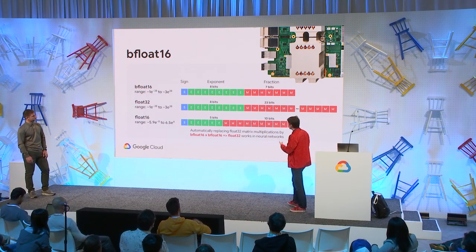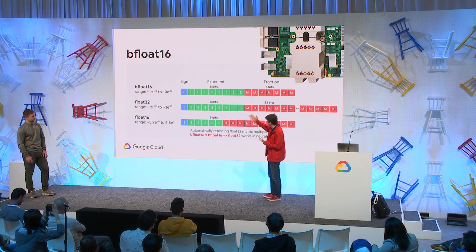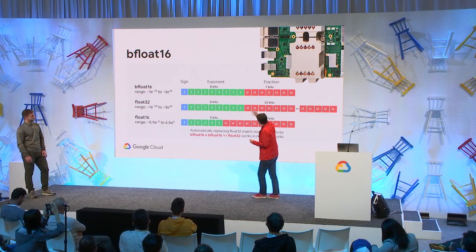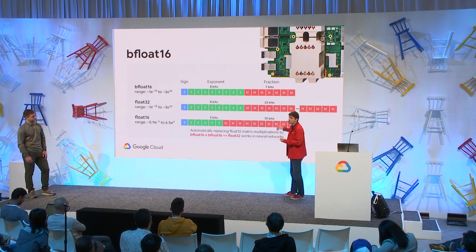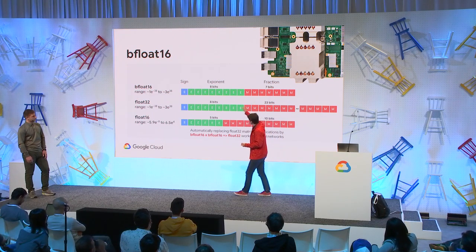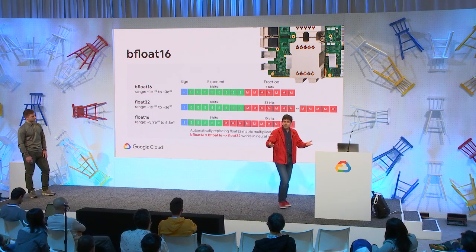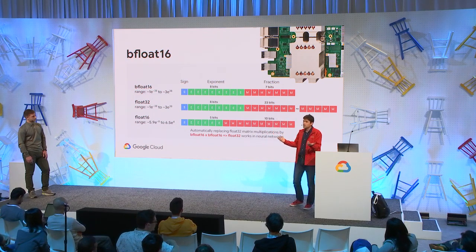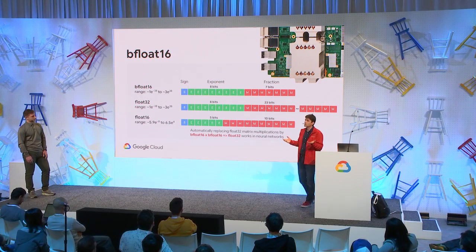And in TPUs, we decided to use a slightly different reduced precision format, which we call bfloat16. And you see it's actually float32 with just the fractional bits cut off. It has exactly the same number of exponent bits, exactly the same range, which means that it's usually a drop-in replacement for your float32s. And there is nothing to be done on your model when you use that.